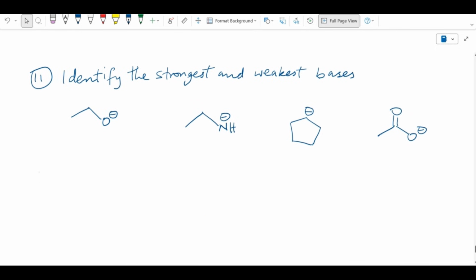So this question asks us to determine the strongest base as well as the weakest base. Since all of these compounds are negatively charged, the first thing you want to do is to determine the conjugate acid of each of those bases. A conjugate acid is what you get when you add a proton to each of the bases. So add a proton to each of them. That will give you the conjugate acids.